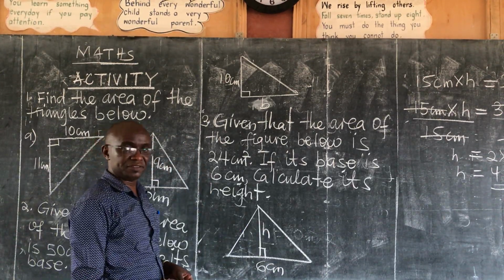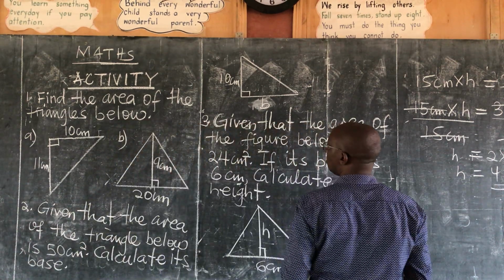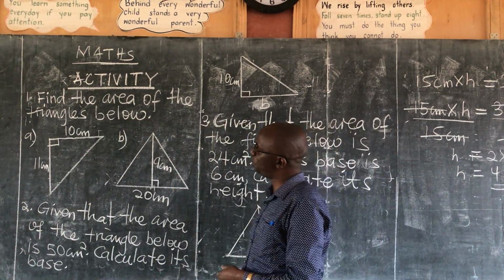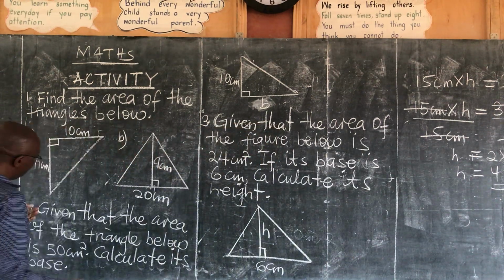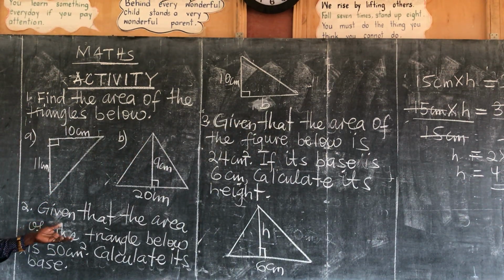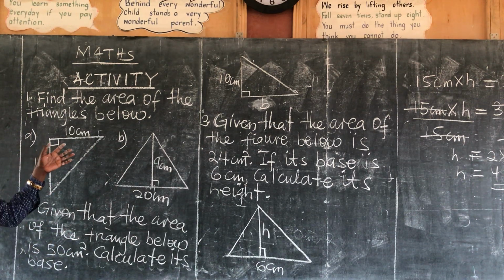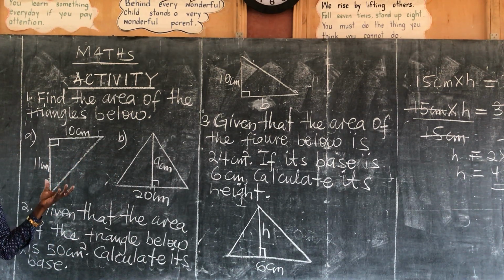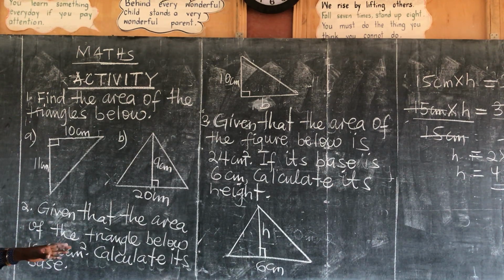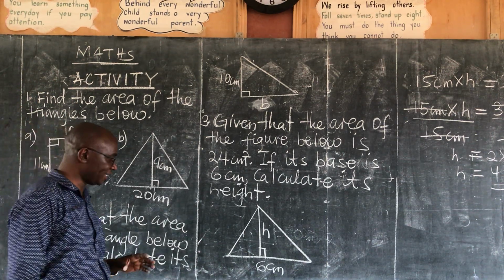Okay, this is the activity that will be done about what we have done. The first question, find the area of the triangles below. And these are the triangles. Then after you go to the application, now we are applying what we learned here. They give you the area, and they give you one of the two, either the base or the height, and then they ask you to find the other side. So that is the application part of it. So these 4 questions, I believe they will be enough for you for practice.